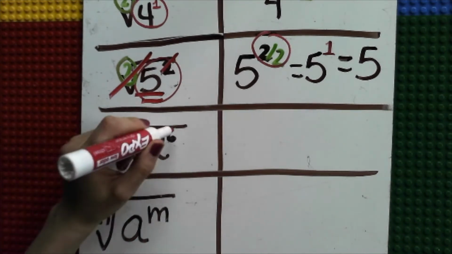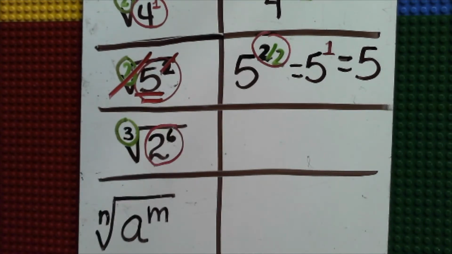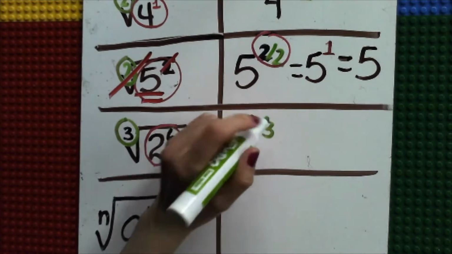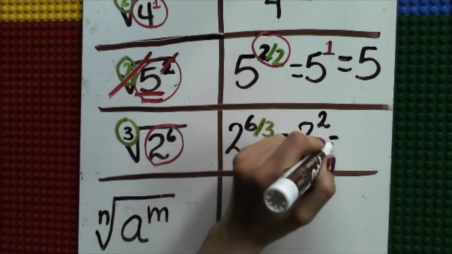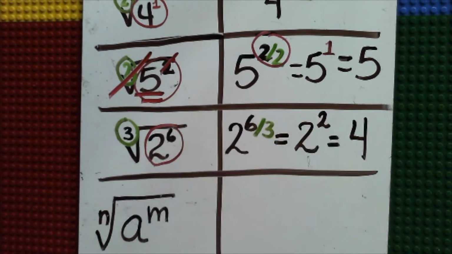Let's take a look at 2 to the 6th power. That is our radicand, and we are going to divide it by the index 3. 6 divided by 3 is 2. So I have 2 squared, which is equal to 4. The cubic root of 2 to the 6th is 4.